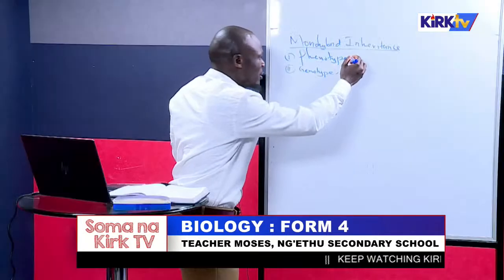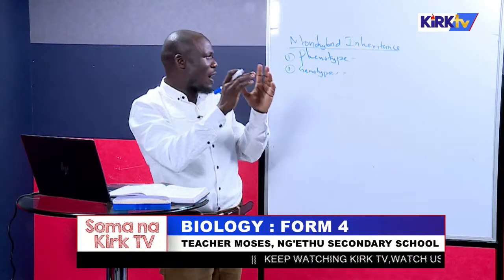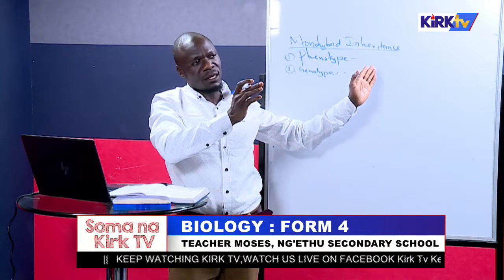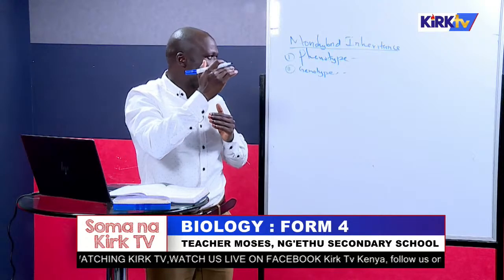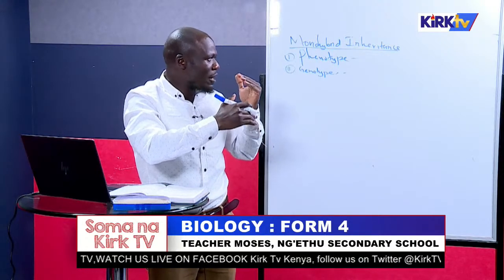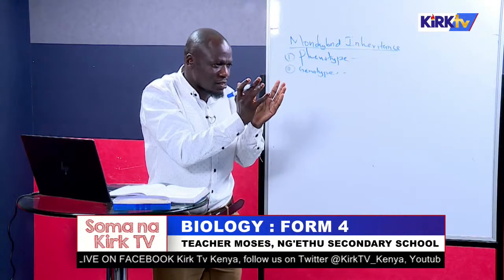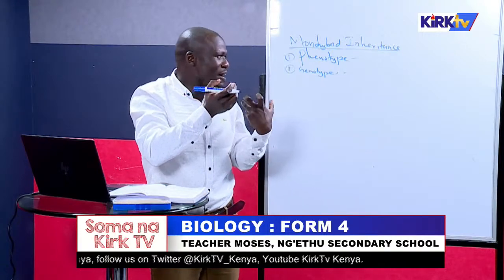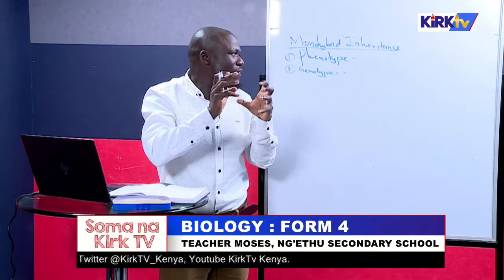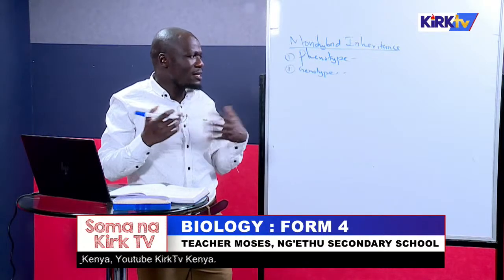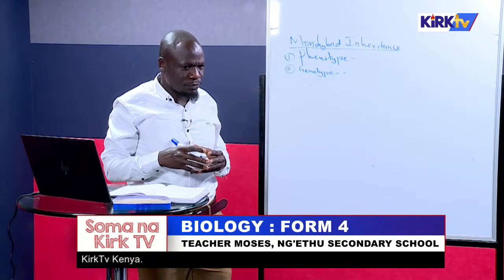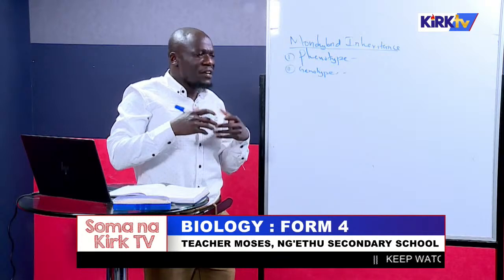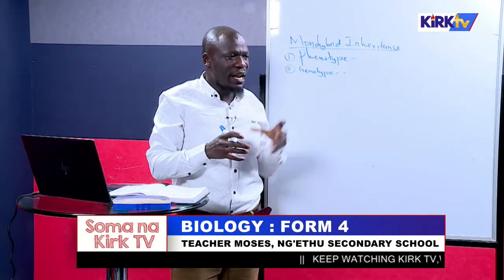If I have to differentiate the two terms, or make the learner know the difference between the phenotype and the genotype: a phenotype is the physical or observable feature or the outer appearance of an organism. What you'll be able to observe from the outside, the observable characteristics in a given organism. For instance, the skin color of a human being is a physical observable characteristic.